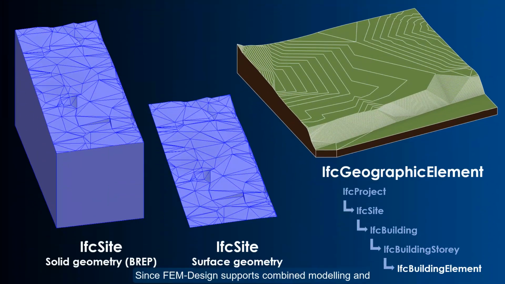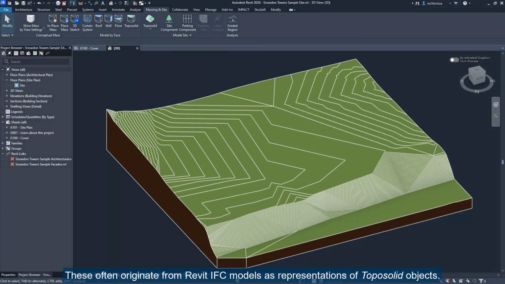Since FEM-Design supports combined modeling and analysis of superstructures and soil, it can be more efficient to derive the terrain surface from external discipline models instead of defining it manually. This is now also possible from IFC models based on the solid or surface geometry of IfcSite, or from the IFC 4 element type IfcGeographicElement. These often originate from Revit IFC models as representations of toposolid objects.